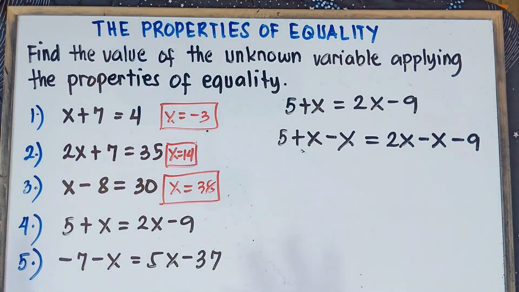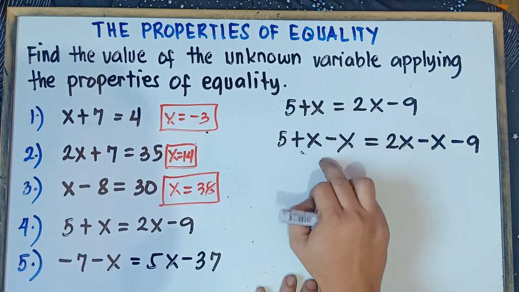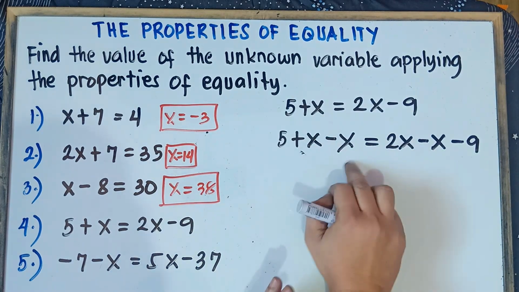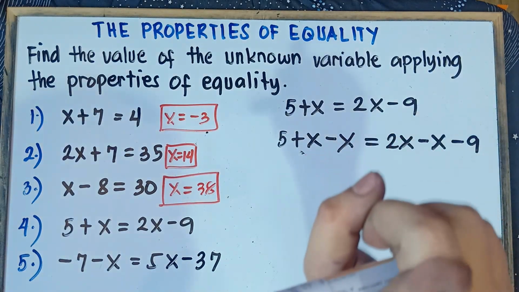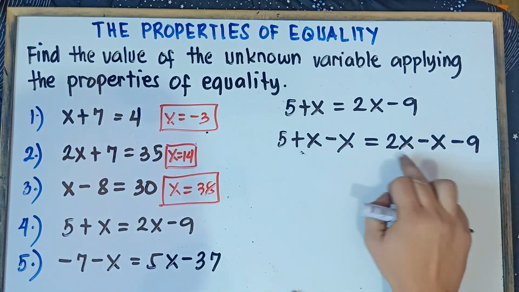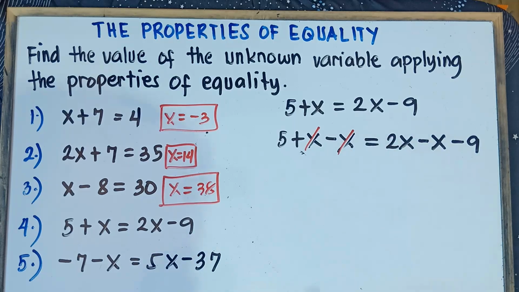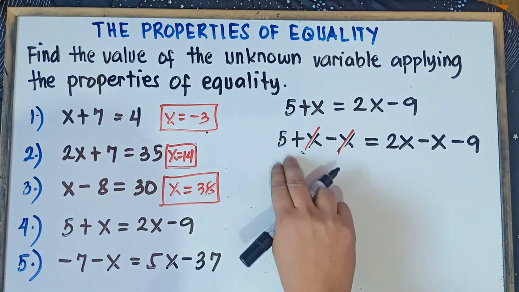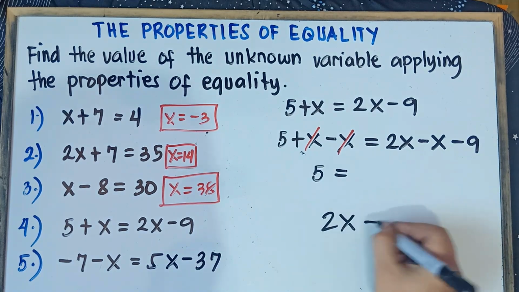So once again, class, do not be confused. We do it step by step. We subtract both sides by x so that we can cancel this out. Sir, why do we need to subtract both sides by x? So that we can cancel this out, and we only have one x. There would be 2x minus x. The answer for this one, class, is just x. So cancel this out, and the remaining expression will be only 5 equals 2x minus x.